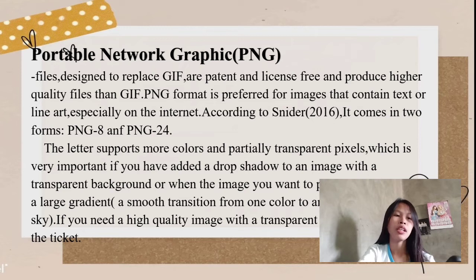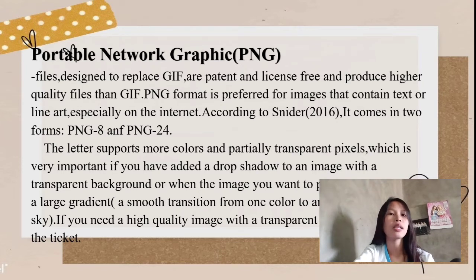So the next one is Portable Network Graphics, or PNG. Files designed to replace GIF are patent and license-free and produce higher quality files than GIF. PNG format is preferred for images that contain text or line art, especially on the internet. According to Snyder 2016, it comes in two forms, PNG-8 and PNG-24. It supports more colors and partially transparent pixels, which is very important if you have added a drop shadow to an image with a transparent background, or when the image you want to post online includes a large gradient or a smooth transition from one color to another, like a big sky. If you need a high quality image with a transparent background, PNG is the ticket.